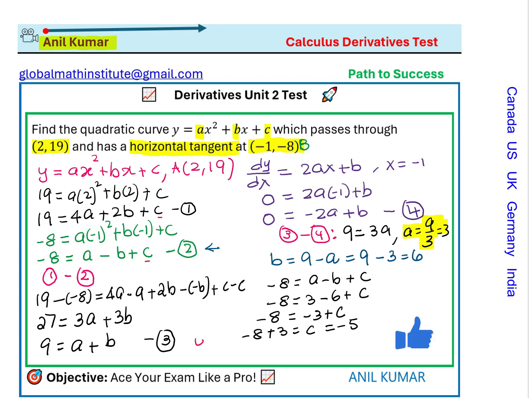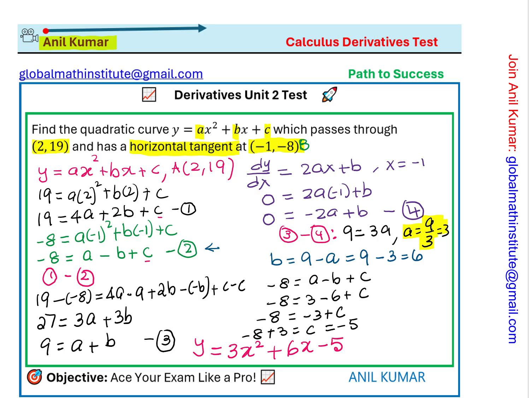So we have the value of c as minus 5, and therefore we have our solution, and the quadratic curve is y equals 3x squared plus 6x minus 5. Makes sense. So that is how we are going to solve this particular question. Neat and clean for you.